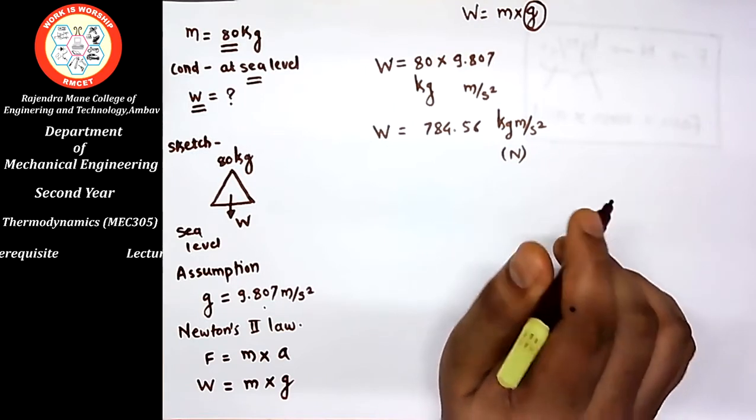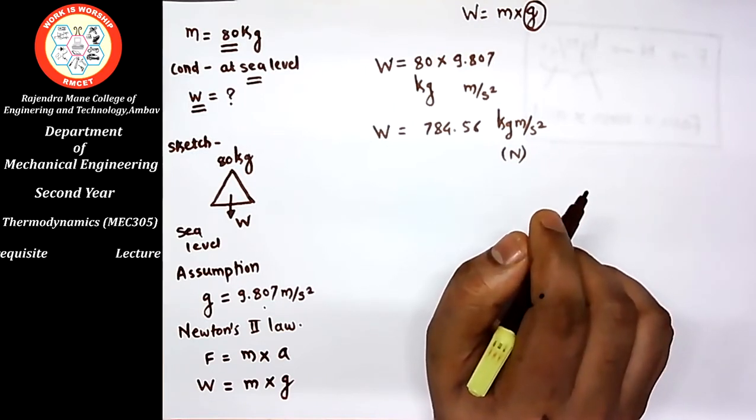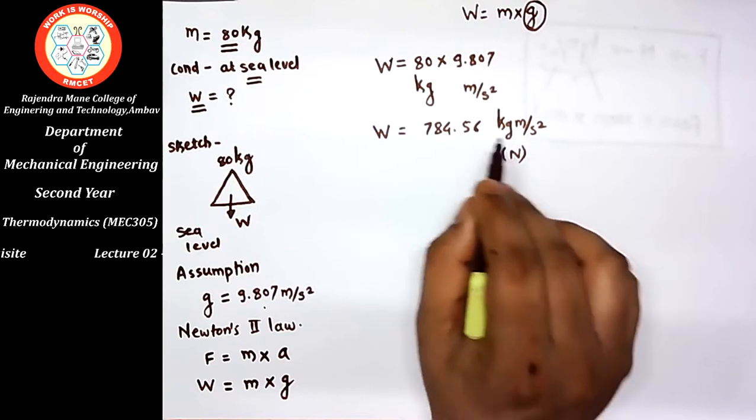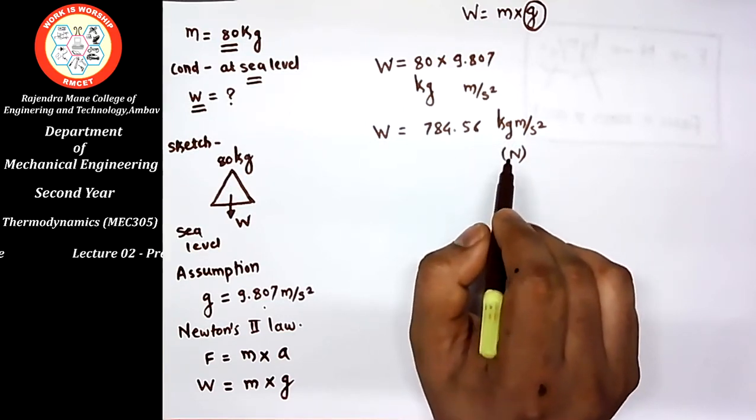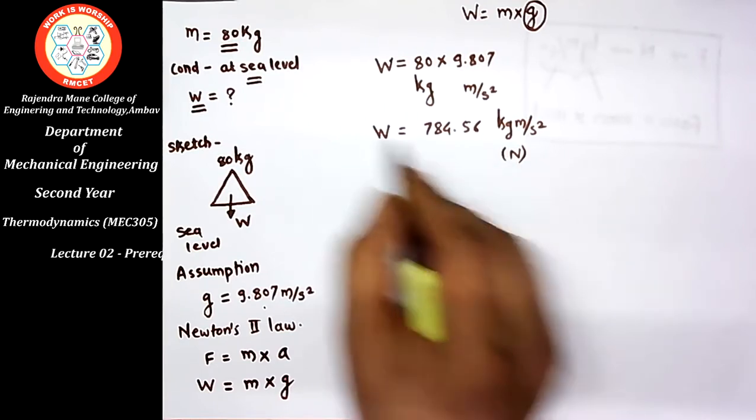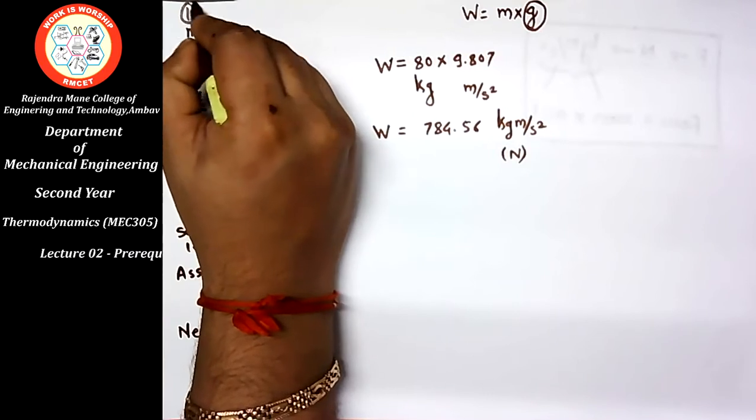So I have followed all the steps, except the fifth step, which we haven't followed because no property was required in this numerical. If required we can follow that step also. Then this is the first numerical.